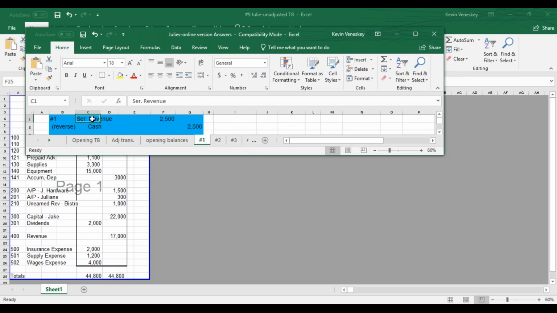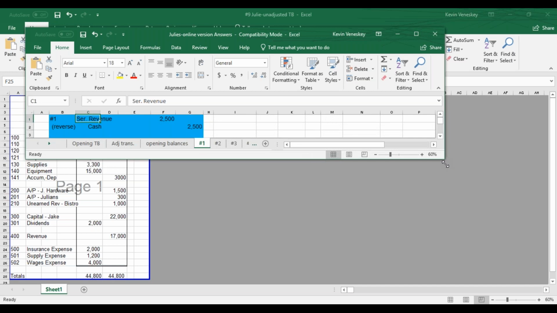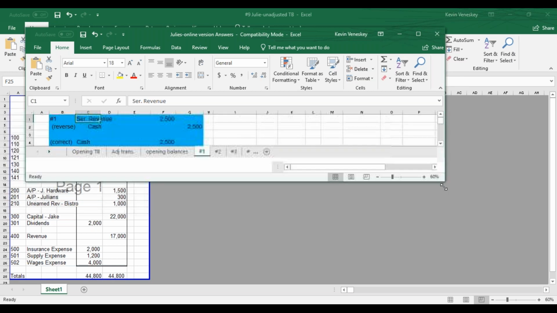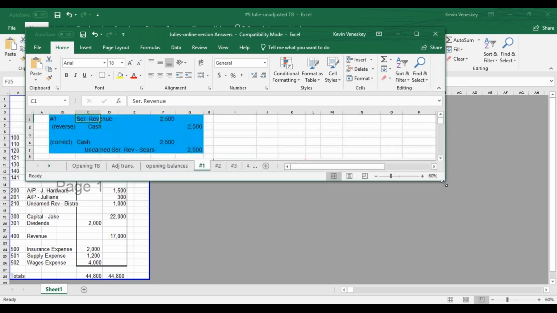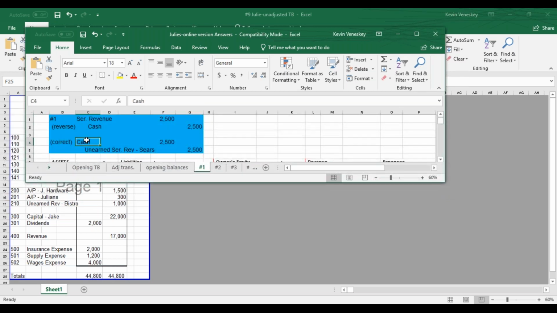We're going to debit our service revenue, pretend it didn't happen, and then credit my cash, pretend it didn't happen. And then when we get down to number 2, our second journal entry, we're going to do what should have been done. What did we get? Yep, we got cash, so let's put that back in. It kind of seems like it's an extra step, but trust me, I believe it will help in the long run if you do it like this.